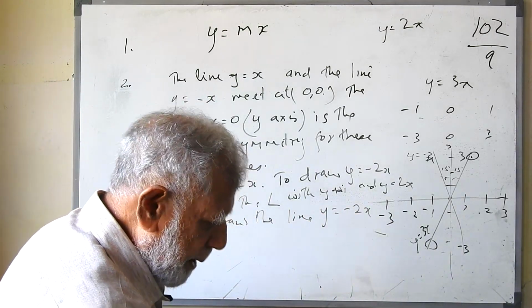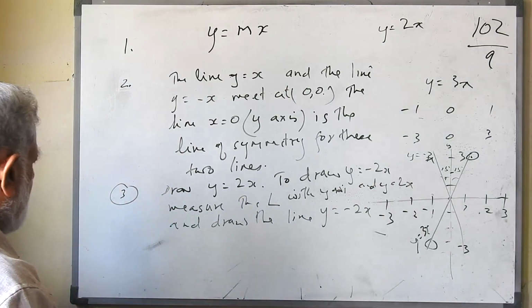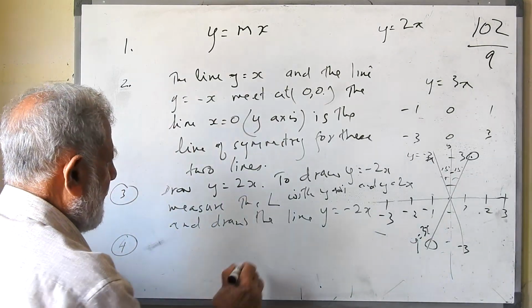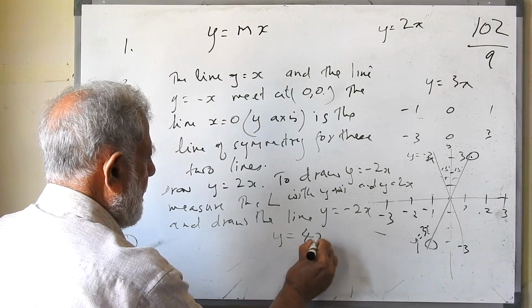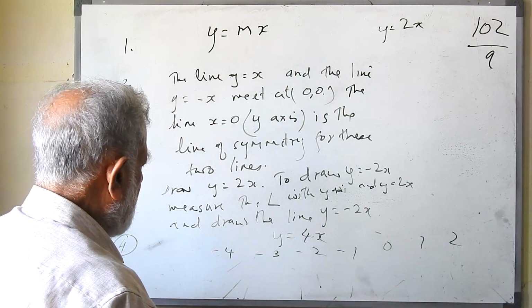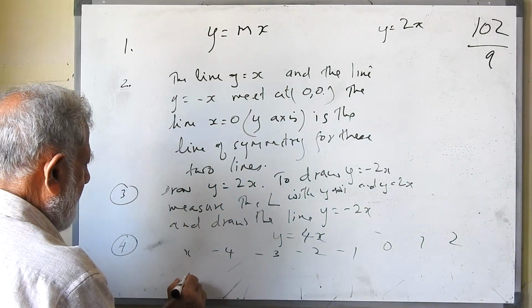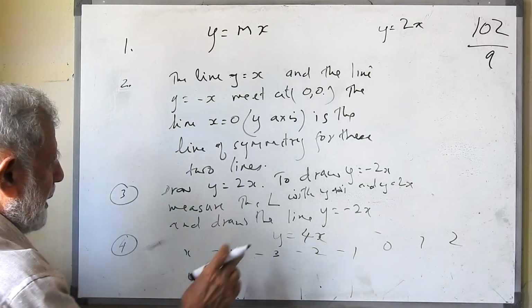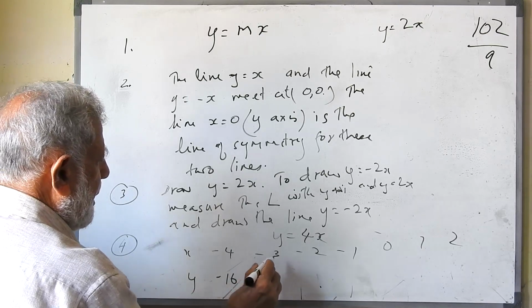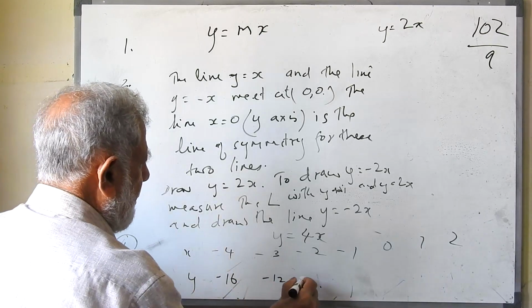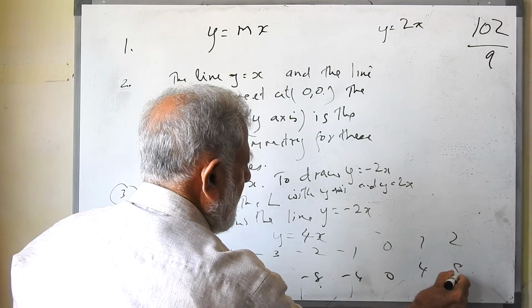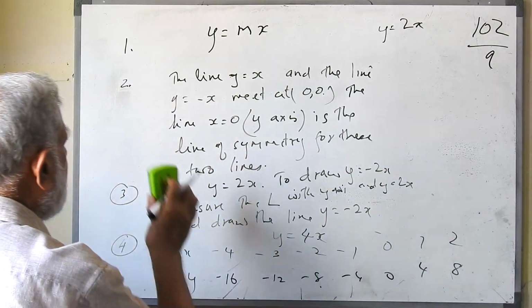We'll take another one. Something that you have to notice. Suppose we have y is equal to 4x here. We'll make this table. So y is equal to 4x, x value, y value. So when it is 4x, 4 into minus 4 will be minus 16. Then 4 into minus 3, minus 12. Minus 2, minus 8. 0, 0. And 4, 16, and so on. This is the table.